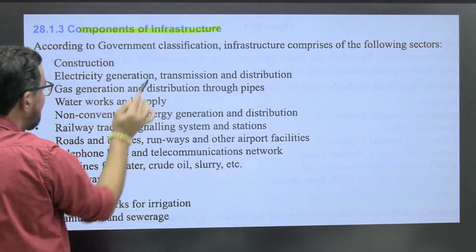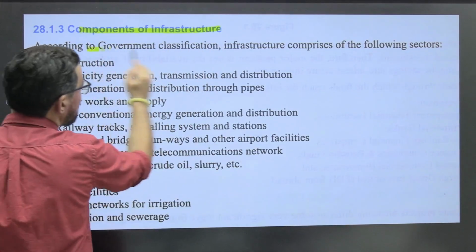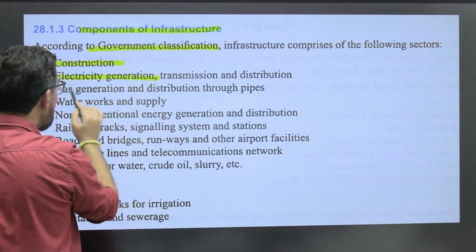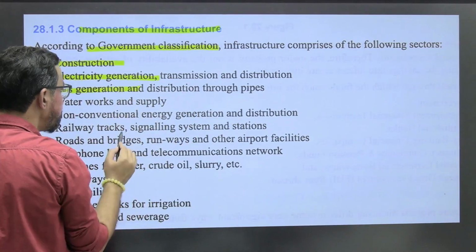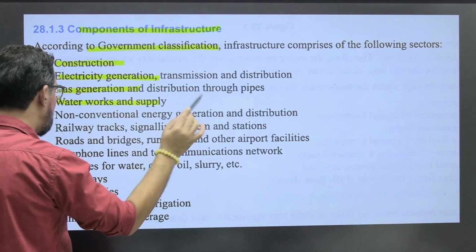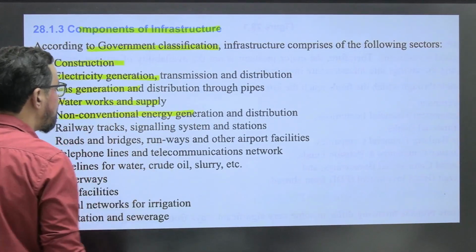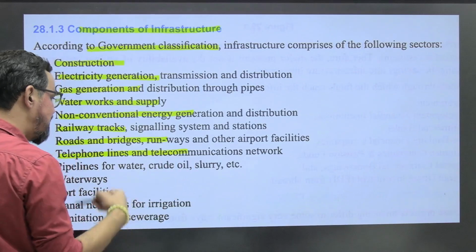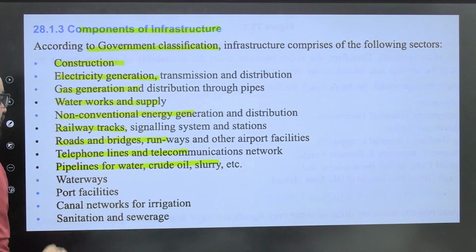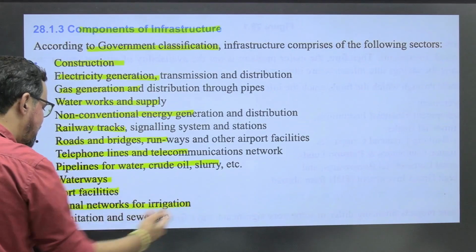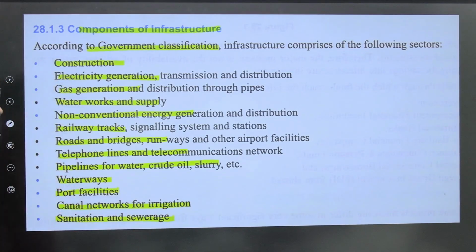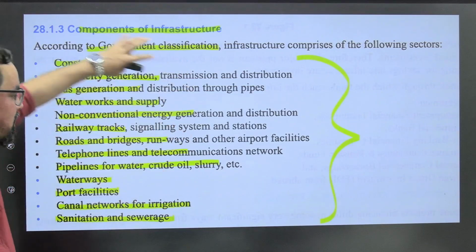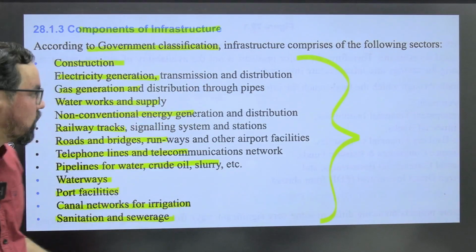The component of infrastructure basically decides the scope of NaBFID. According to government classification, infrastructure companies cover sectors like construction, electricity generation, transmission and distribution, gas generation and distribution through pipelines, water works and supply, non-conventional energy generation and distribution, railway tracks, road and bridge, telephone lines and telecommunication, pipelines for water, crude oil and slurry, waterways, port facilities, canal networks for irrigation, and sanitation and sewage. Okay, so this is the scope. NaBFID will finance projects somewhere within all these areas. Okay friends, let's move ahead.